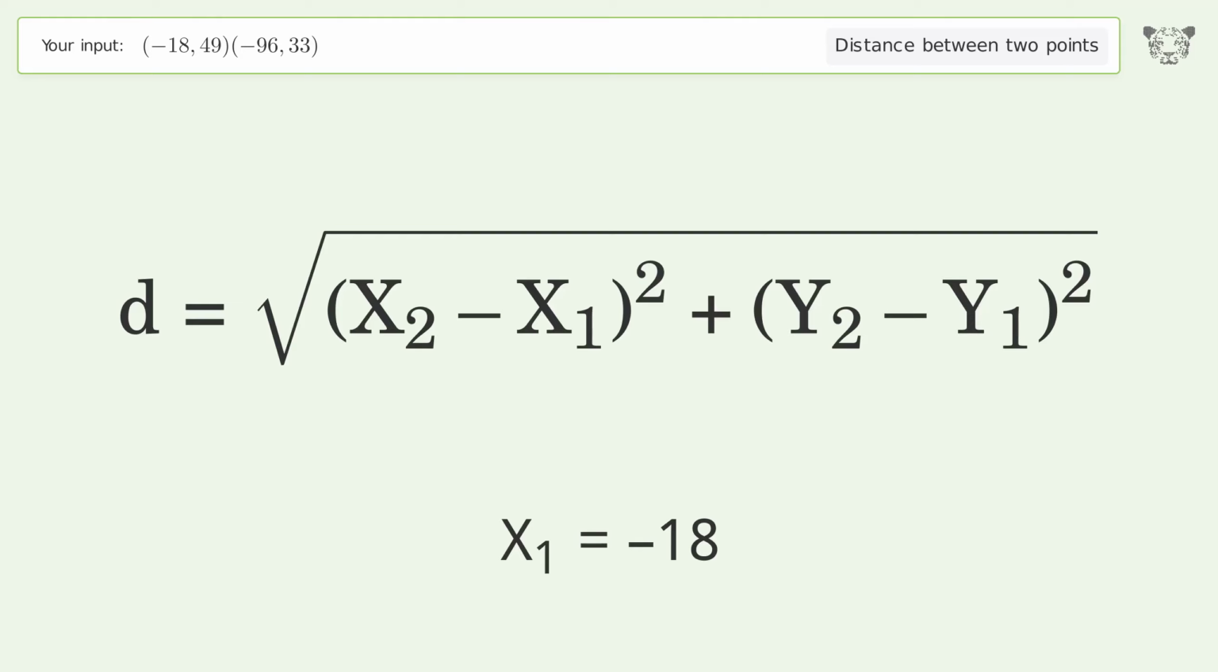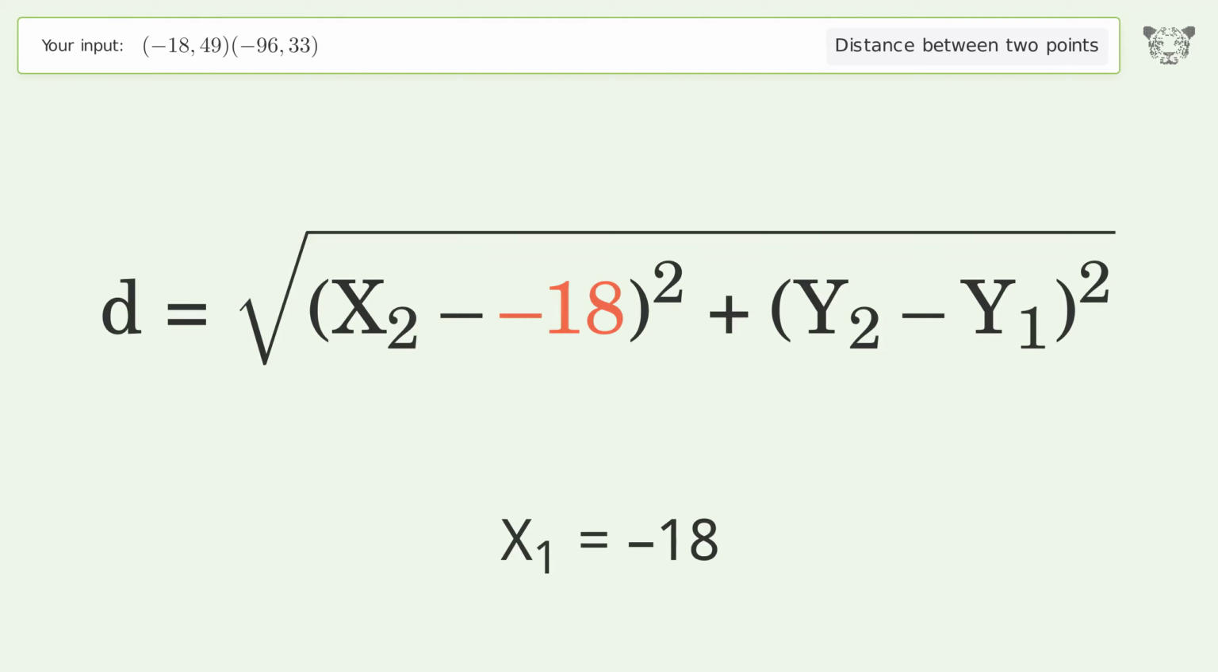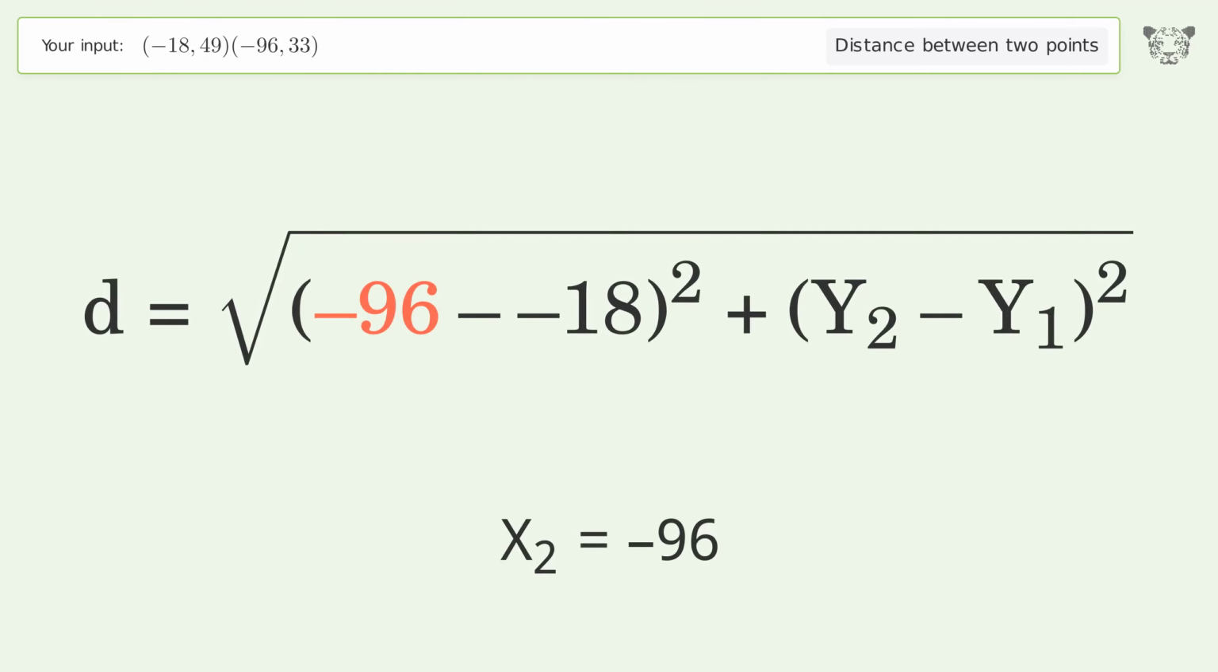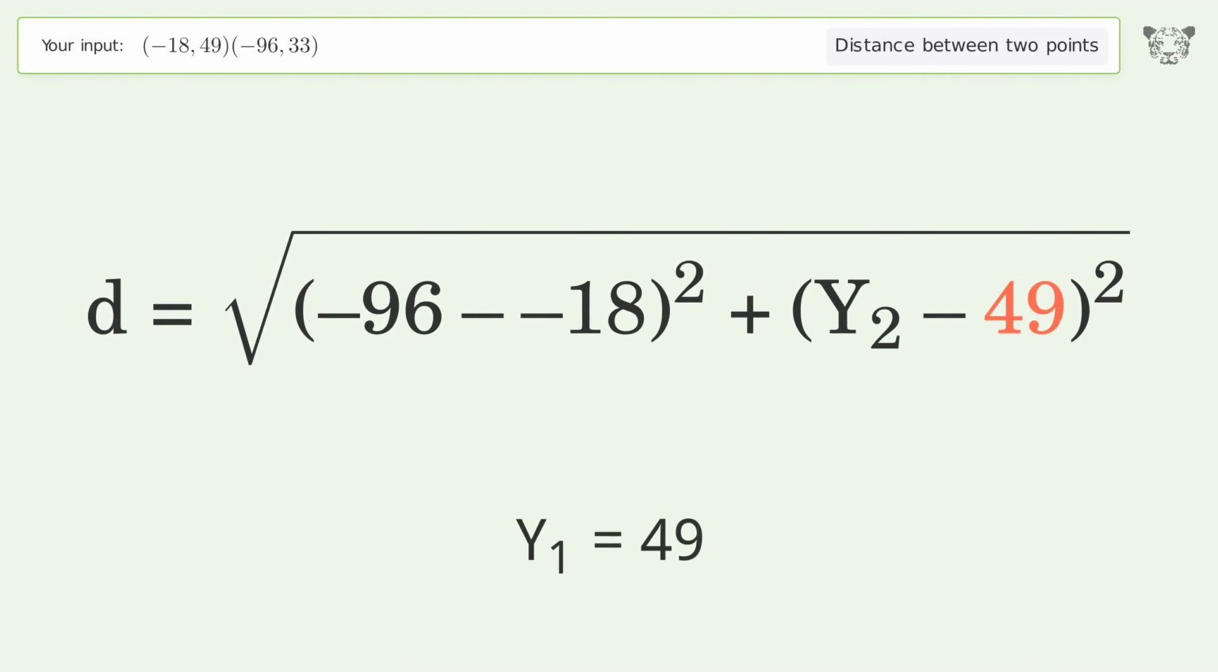x1 equals -18. x2 equals -96. y1 equals 49. y2 equals 33.